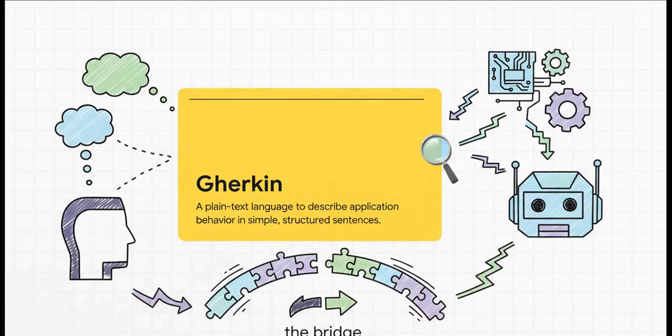Okay, so at its heart, Gherkin is all about communication. It's a plain text language that describes how software should behave. And the real genius here is that it's structured enough for computers to understand for automated tests, but it's simple enough for any human on the team to read. It's basically the bridge that connects the business folks with the tech folks.